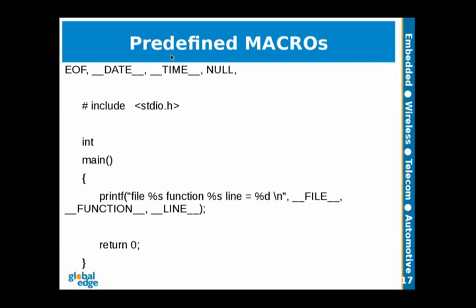And to get some of the predefined macros, you have some here: end of file, date, time, null. So these are the predefined macros, very commonly used macros. It's for your information we have added here. And also some macros like file, function, line. I want you to execute this code and see what the output is. And I also want you to look into these macros in your stdio.h and see what it does, right?